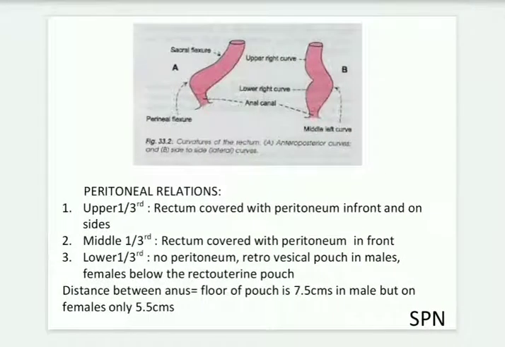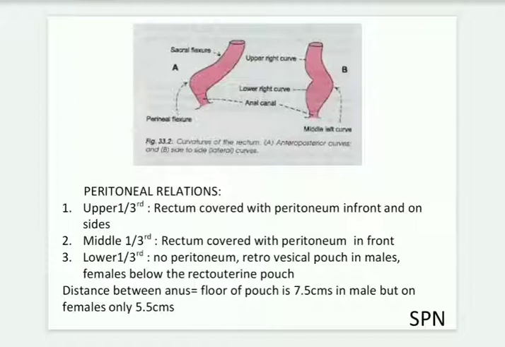Next, there are the peritoneal relations. You can see here in the diagram the anteroposterior curves and the side-to-side lateral curves. Regarding the peritoneal relations, the upper one third of the rectum is covered with peritoneum in front and on the sides. The middle one third of the rectum is covered with peritoneum only in front.